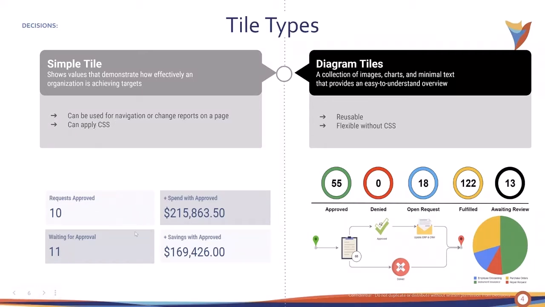These are some examples of how a simple tile may look. It'll have the string which tells what this tile represents. And we can have a number that represents some information for the end user. And the second type of tile is the diagram tile, in which we can add images and charts. Basically, we can create any diagram and then represent it as a tile that has some information to convey.